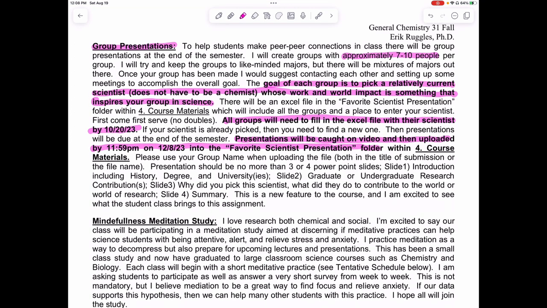But when doing so, what we want to make sure is, and I'm trying to be light here, all I want is 3 or 4 PowerPoint slides. We can have slide one with an introduction, including the history, degree, maybe universities that the scientist attended. Slide two, the work that they did, whether that be graduate or undergraduate contributions. Slide three, why did you pick the scientist? What did they contribute to the world or world of research? And then slide four, basically a summary.